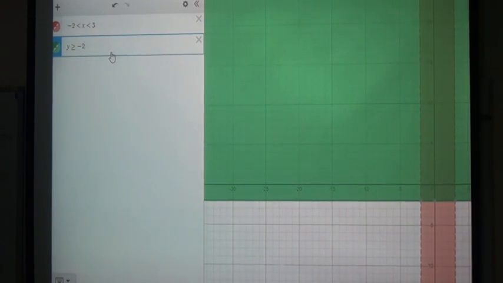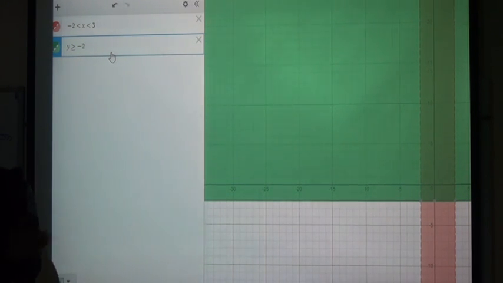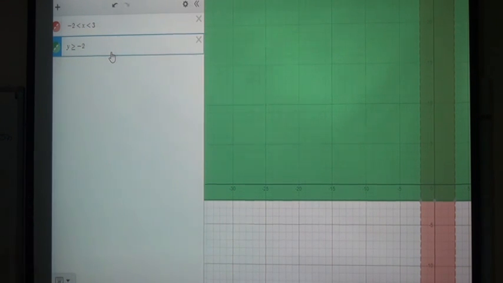Feasible region. The feasible region in inequality is the region bounded by all the inequalities, common to all of them. In this one on the board, can somebody come to the board and show me where the feasible region is? The region common to all of them. Truly, can you come up and just show us from where to where?